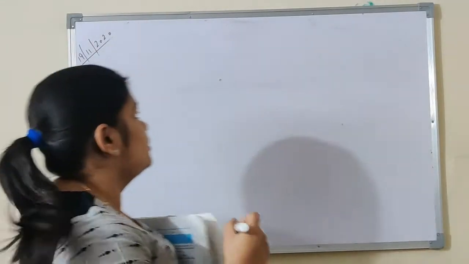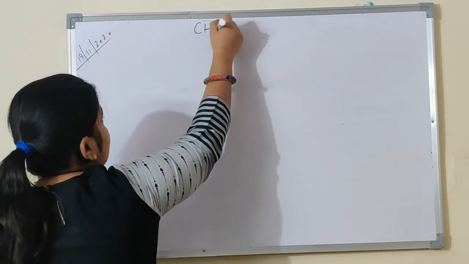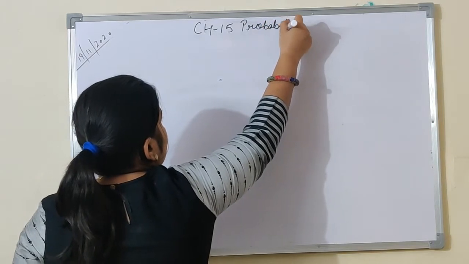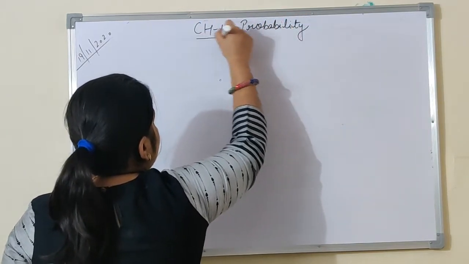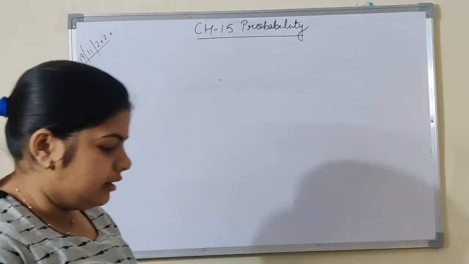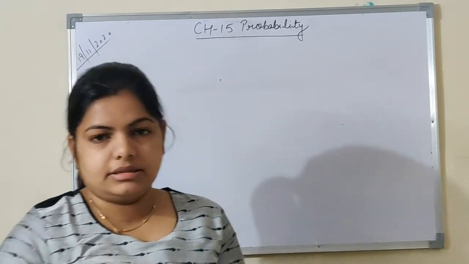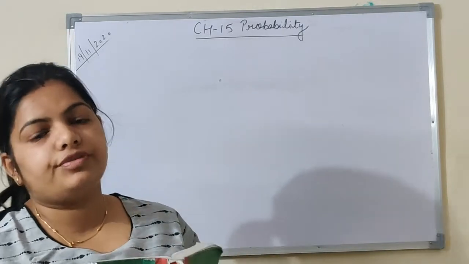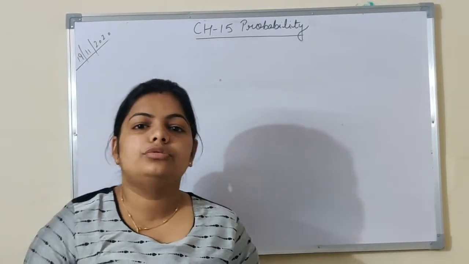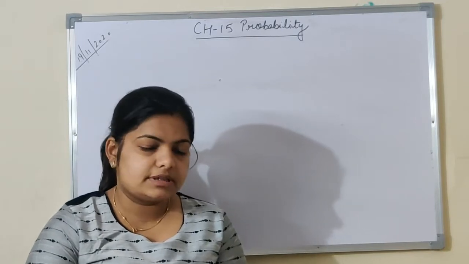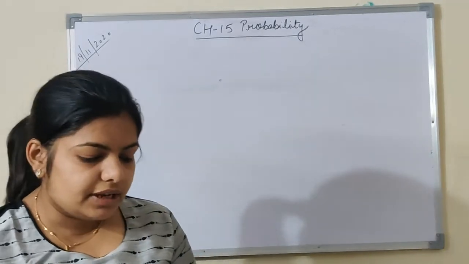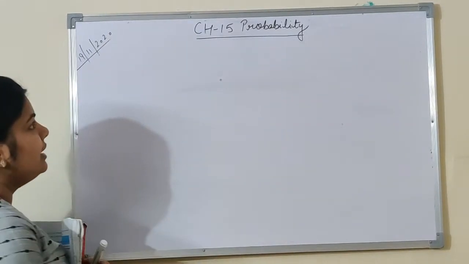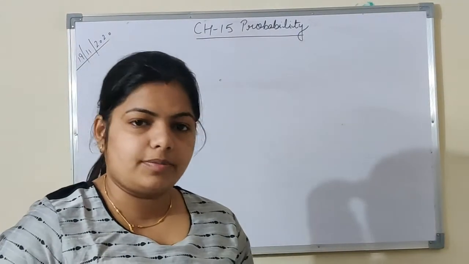Good morning. Today we are continuing with our chapter number 15, that is probability. As you all know, the day before yesterday we did 5 examples from exercise 15.1, and on the basis of those 5 examples I told you to do the questions of exercise 15.1. If there is any doubt, then I will take it on Saturday. Now I am continuing with chapter 15, probability.